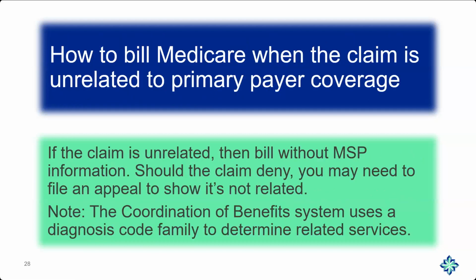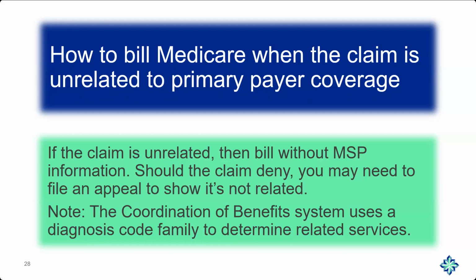Next one is how to bill Medicare when the claim is unrelated to the primary coverage. Well, I will tell you that if it's unrelated to the primary coverage, the first thing you have to do is make sure that the primary coverage is listed correctly. So check the eligibility file. Make sure that it's not listed as an employer-based plan, any of those three types under that category. And the reason for that is they don't have an exception. You have to bill the primary.